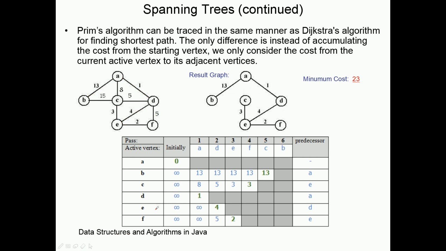So in this case, the two methods will give us the same result. But in some cases, especially if there is more than one way to find the minimum, we might have different results. Yes? What if E to C equals 10? Let's see. What if E to C, this one, equals 10?